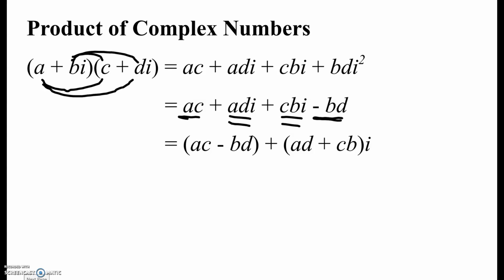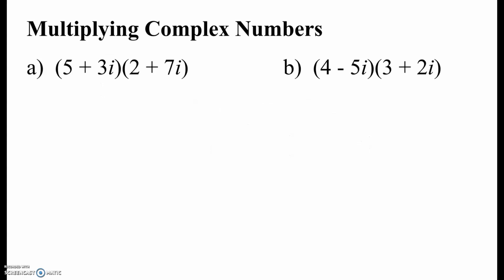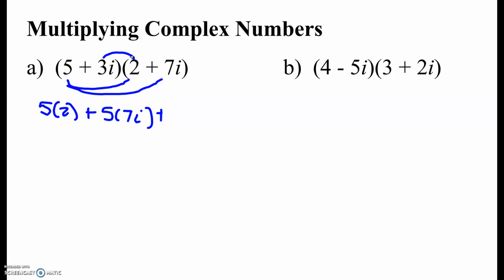Let's take a look at some specific examples. 5 plus 3i times 2 plus 7i. If we think about this with the FOIL method, we would take 5 times 2 plus 5 times 7i plus 3i times 2 plus 3i times 7i.